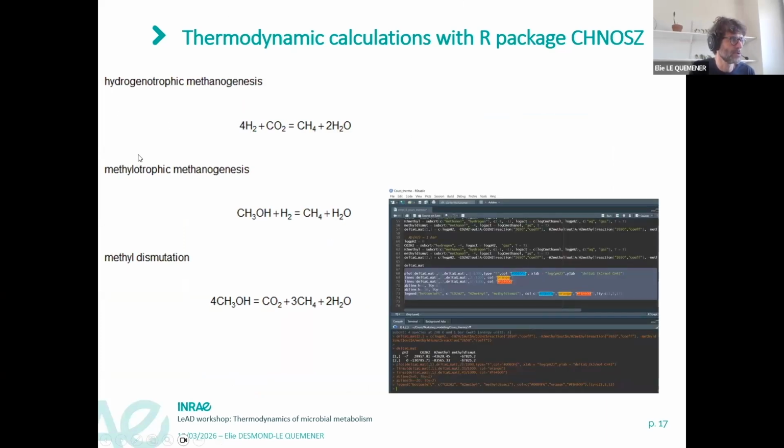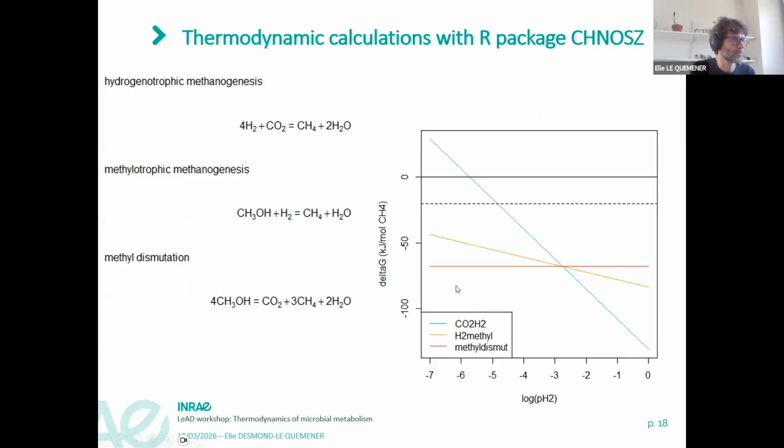So the objective was to compute how the value of the delta G of these different reactions change. So again, methane production from different substrates, either H2 alone, or H2 plus methanol, or methanol alone. So you have this behavior. It's interesting here that you see three lines cross at the same point. It's a particular case because, for example, reaction 2 is a linear combination of reaction 1 and reaction 3. That's why we have all these three lines crossing at the same point.